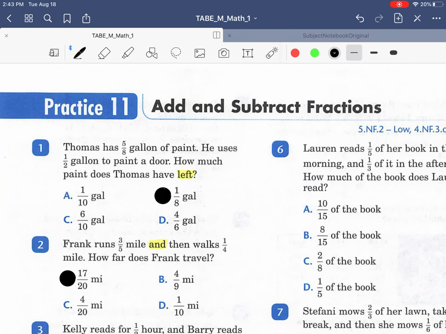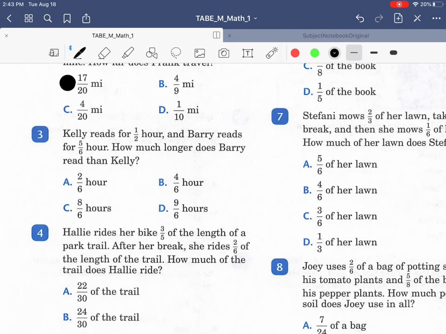Okay, number 3. I need to go back and read it. I don't have that one.